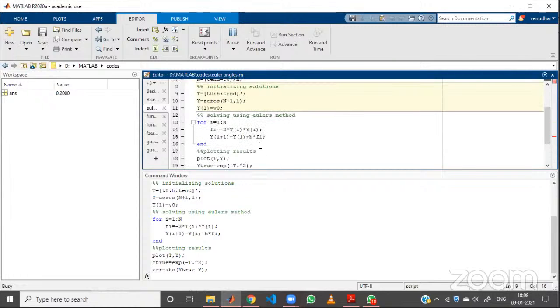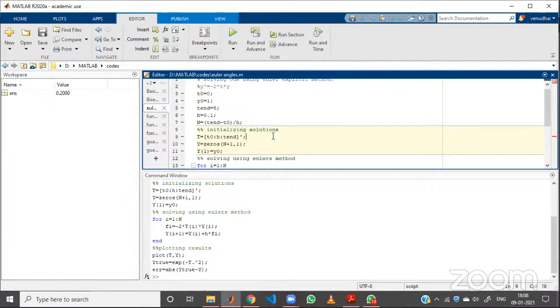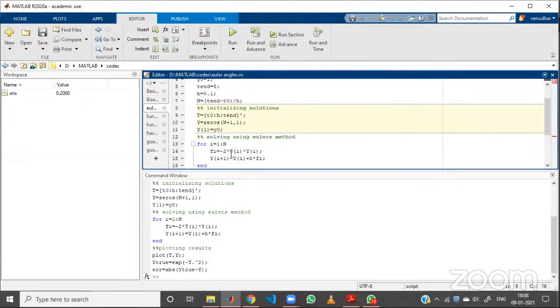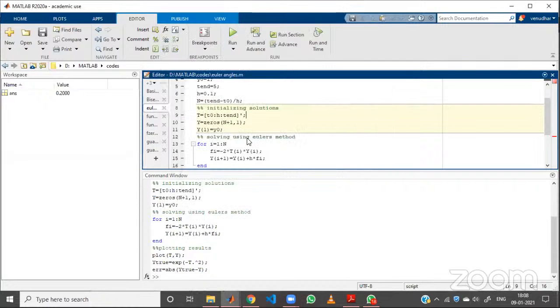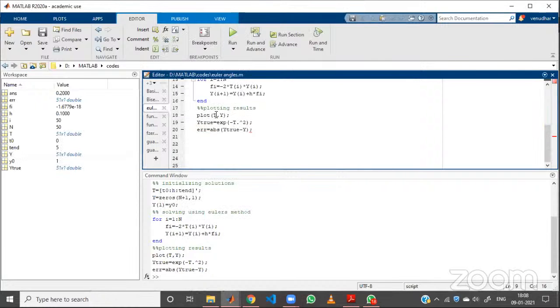Okay, let's run the code in MATLAB. Then we will see the graph. It plots all the values of t with the corresponding value of y. Here you see it is plotting t versus the corresponding value of y.